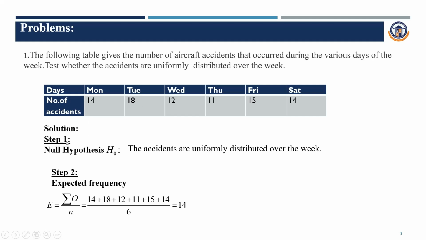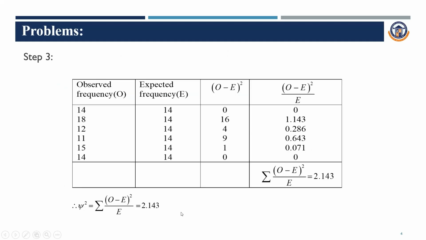Solution. Step 1: we define the null hypothesis. From the problem, the null hypothesis is that the accidents are uniformly distributed over the week. Step 2: the given data are the observed frequencies. Using these we find the expected frequency. The formula is summation O by n. We add all the observed frequencies and divide by the number of data, 6. The value is 14.